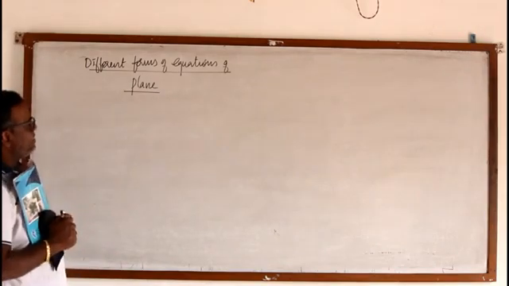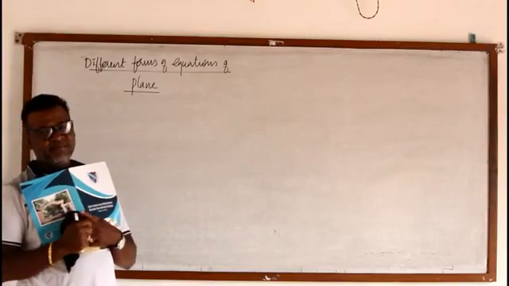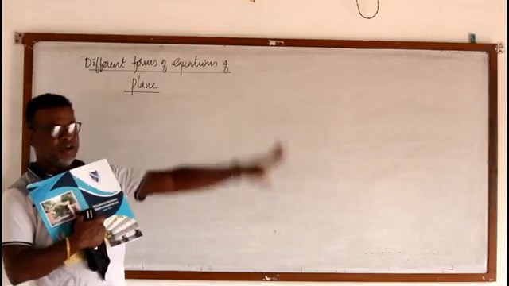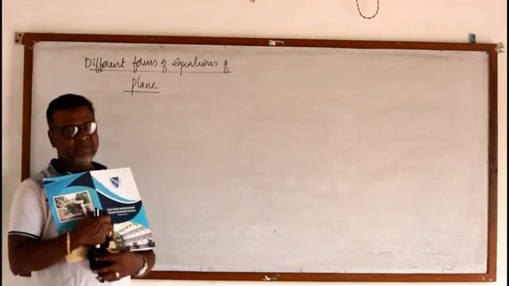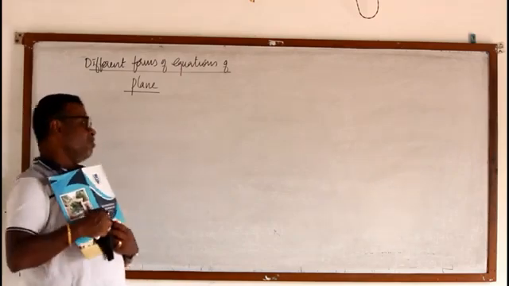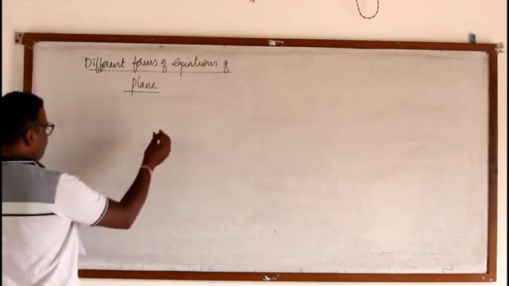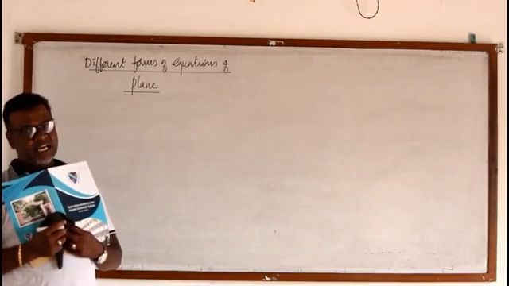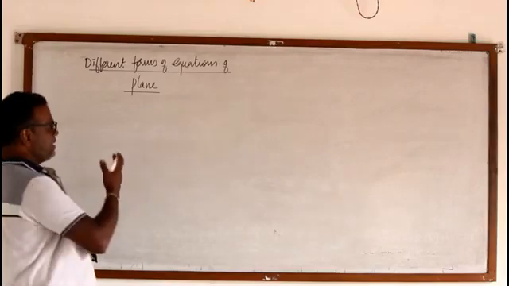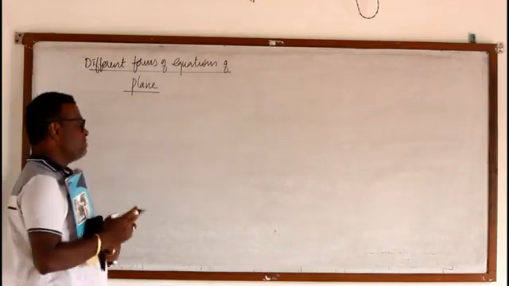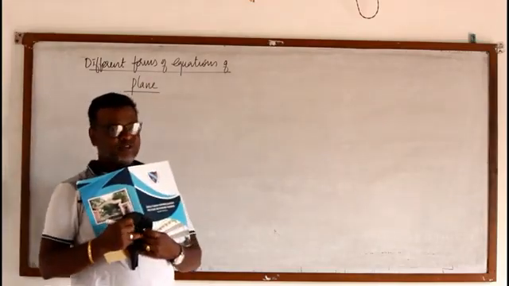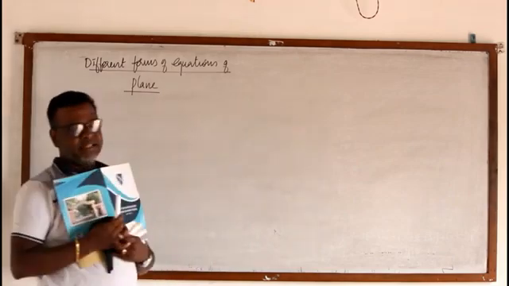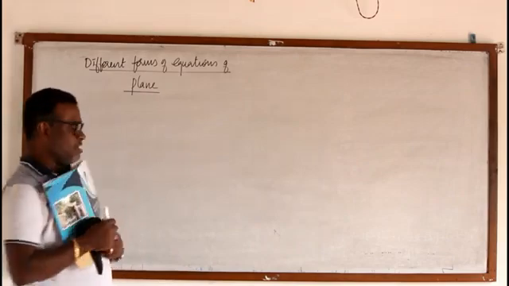Different forms of equation of a plane. Remember, plane means a flat surface. This board is a plane. This wall is a plane. So plane means a flat surface. Now, if I have a perpendicular vector to a plane, then that vector is called the normal vector. Before going to the equation of planes, we must know some details about planes. So if there is a vector acting perpendicular to a plane, then that vector is known as the normal vector.